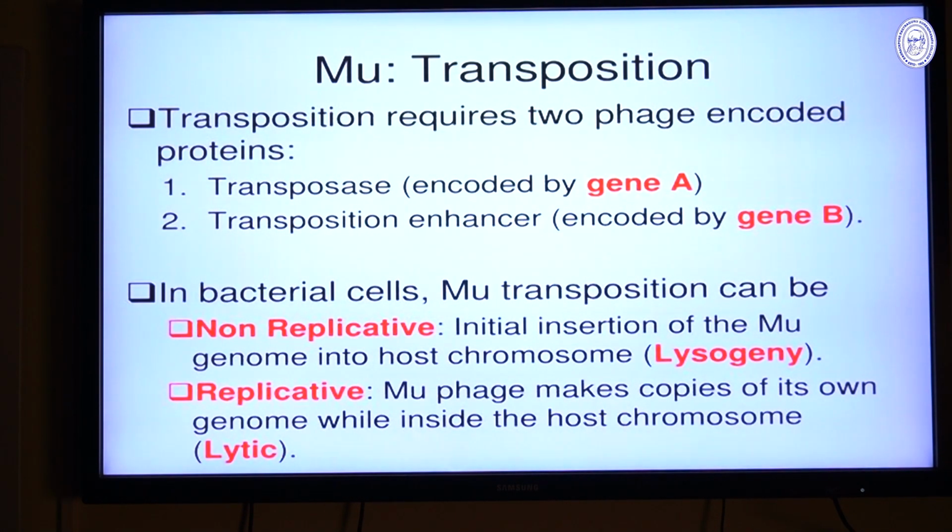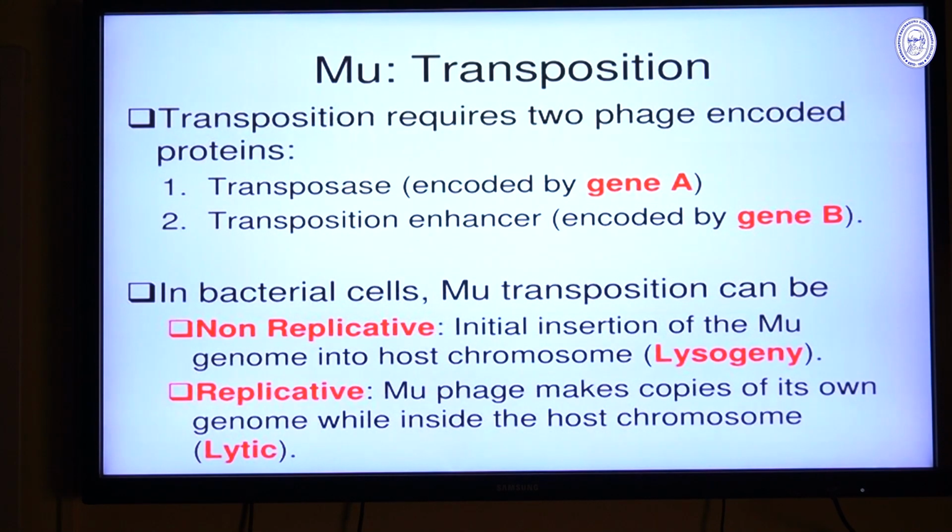Before we end up, I would also like to give you a small view about the Mu transposon. Now, Mu transposon is one of the robust kinds of transposons. We know usually transposons are very small in size, but Mu transposon carries a very long base pair sequence. So it's a very huge size. This transposition requires two phage encoded proteins, that means two important genes or proteins that are important for it to transpose.